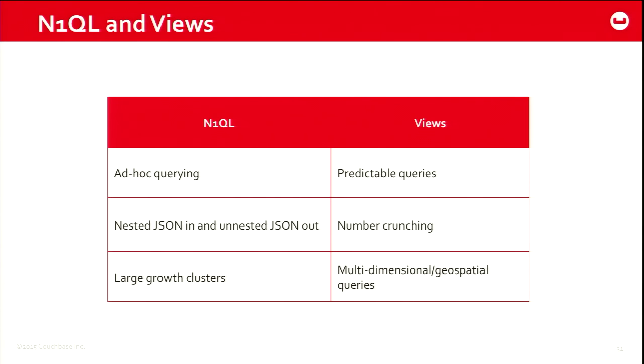So why are we talking about this in a data modeling talk? Well, it's because you're going to have to think about how you model the data based on whether you're going to use views, Nickel, or key value. And you will choose Nickel or views based on what sort of queries you're doing, but also how the shape of your cluster is going to go.